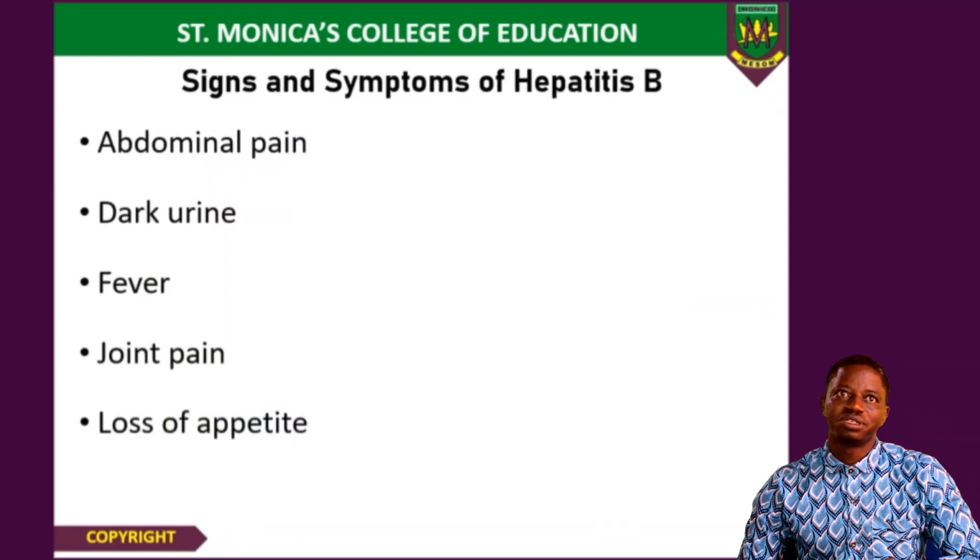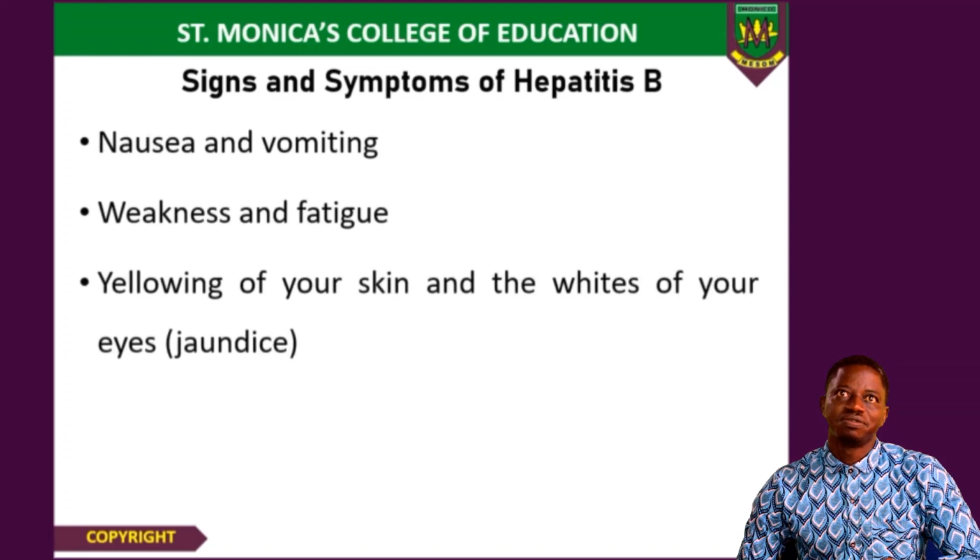Then let's look at signs and symptoms of hepatitis B. We have abdominal pain. Sometimes you experience abdominal cramps or pain, and then your urine becomes too dark. Then fever and joint pain, and then loss of appetite. You wake up and you don't feel like eating. All these are signs and symptoms of hepatitis B. Still nausea and vomiting, weakness and fatigue, then yellowing of your skin and the white of your eyes, jaundice. All these are signs of hepatitis.